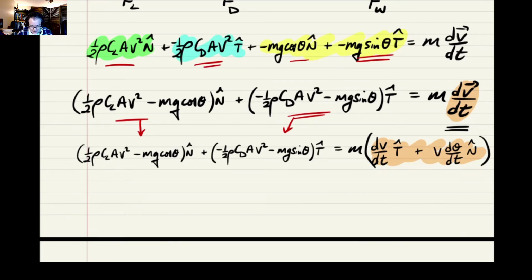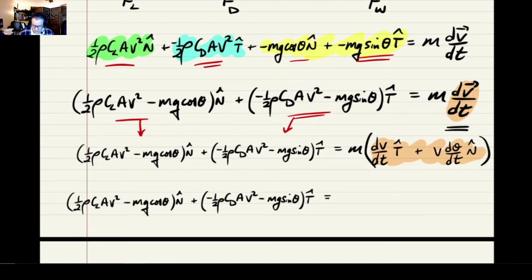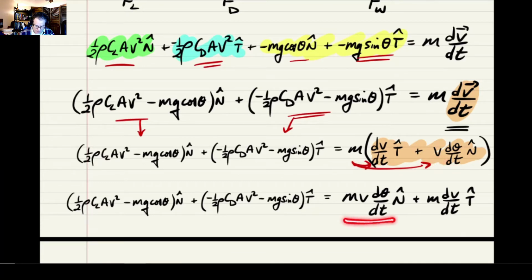So what happens at this point is we can equate the normal components on each side of the equation and the tangential components on each side of this equation. And so the way that'll work is like this. We'll just multiply in this factor of the mass of the glider, distribute, and rewrite it. So multiplying mass times velocity d theta dt, I wrote that first to match the unit normal component over here, and multiplying the mass times the linear acceleration here, I just wrote it second because it's going to match that one.